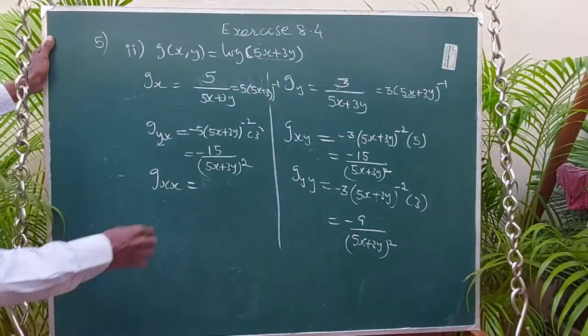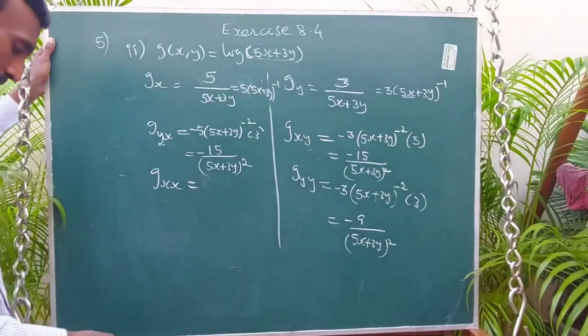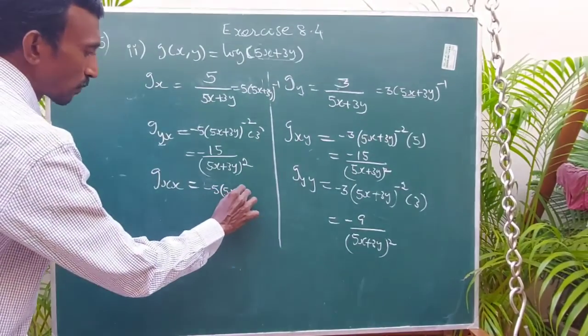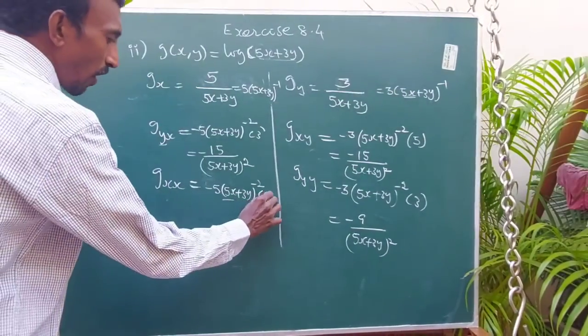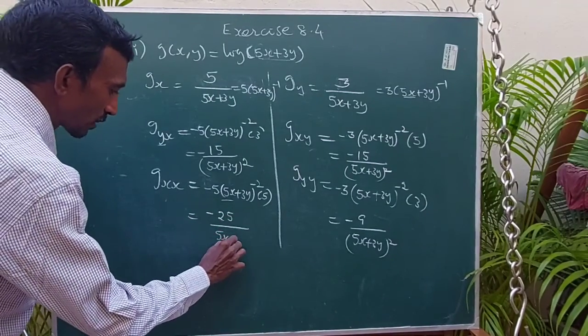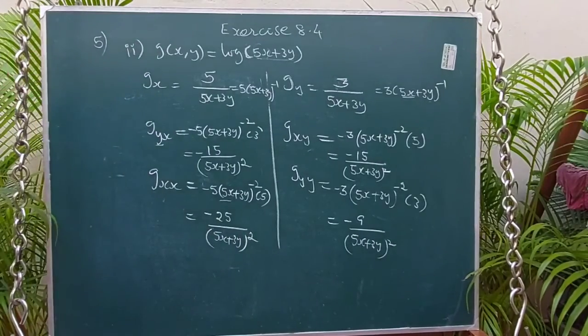Again here, first with respect to x, again with respect to x. So what we are getting? Minus 5 into 5x plus 3y whole power minus 2 with respect to x, so into 5. So minus 25 by 5x plus 3y the whole square. So that's all, my dear student.